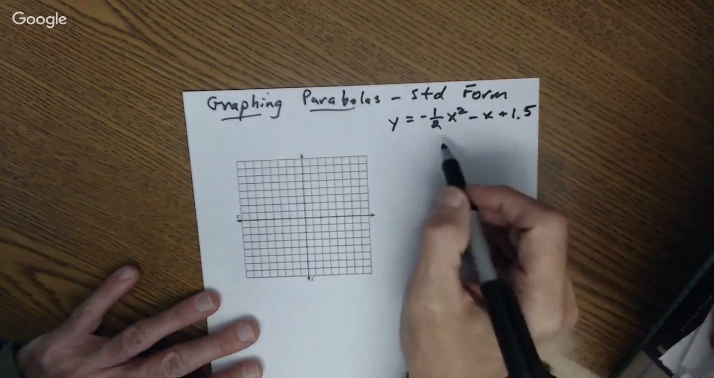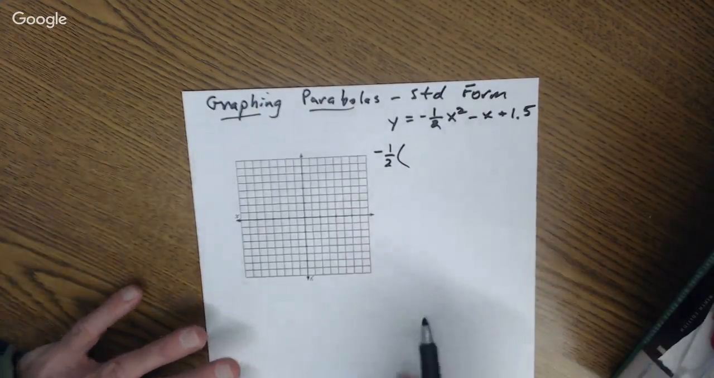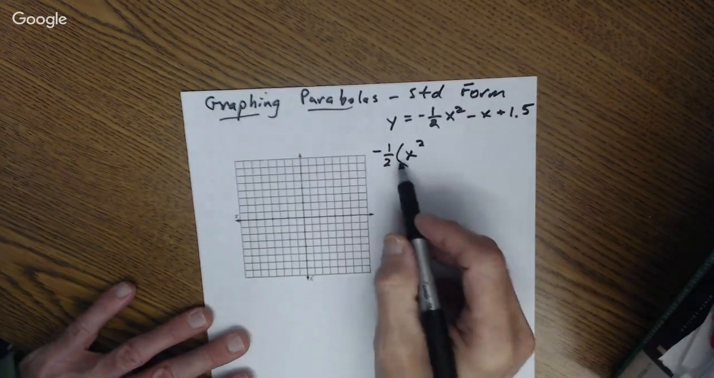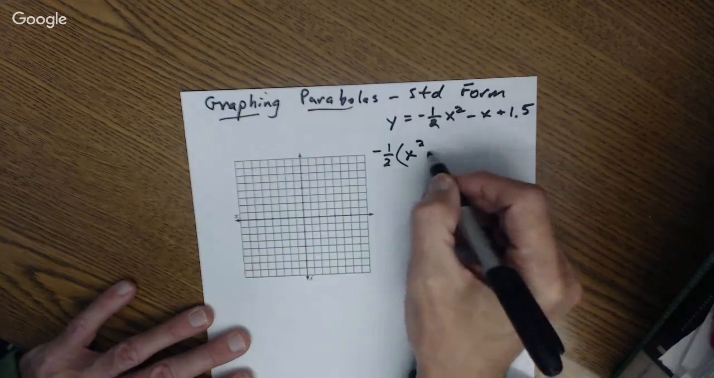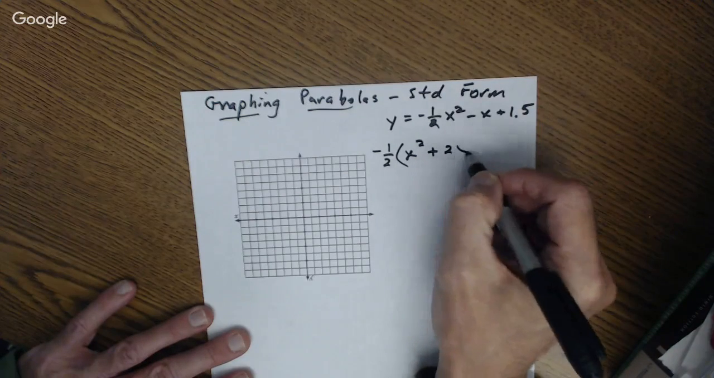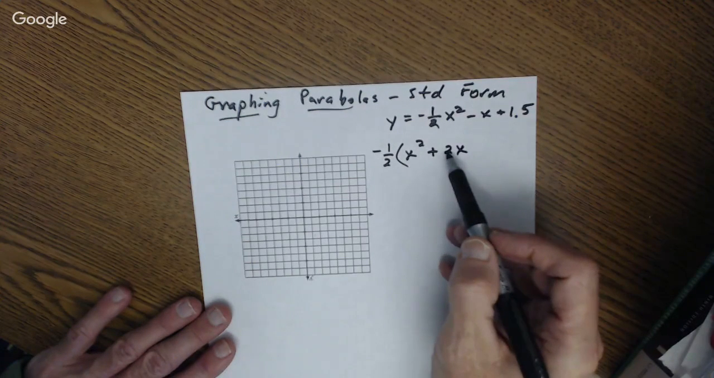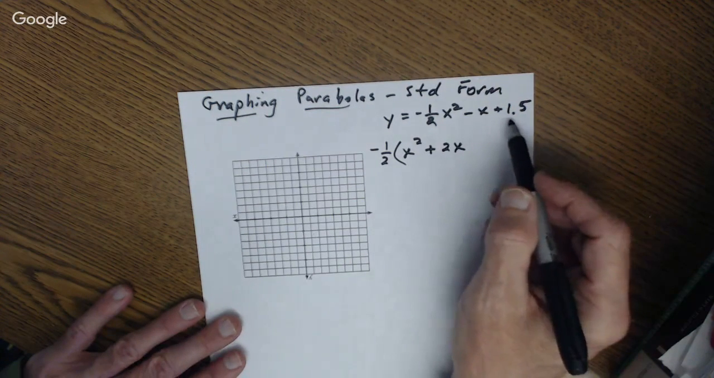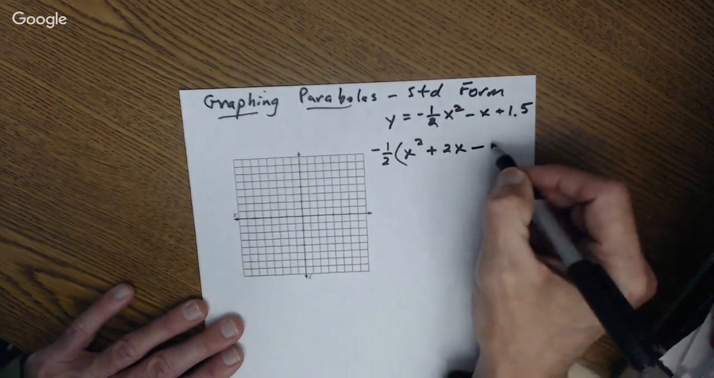So step one, factor out the negative 1/2. If I take a negative 1/2 out of each of these terms, the x squared is just going to be positive 1x squared. If I take a negative 1/2 out of negative x, it's going to be positive 2x. To see why that makes sense, if I distribute this negative 1/2 back in there, negative 1/2 times 2 is going to give me negative 1x.